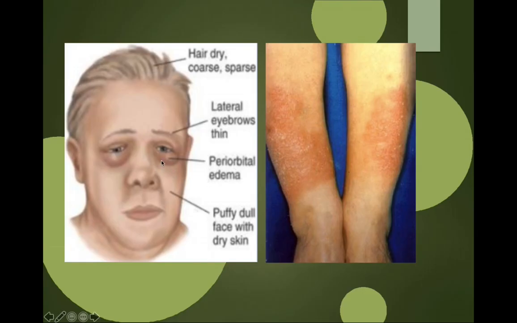Here are the signs of myxedema, the puffiness under the eyes, also seen with thyroid imbalances, especially with hypoactive thyroid. You can see the lateral third of the eyebrow breaks down. It's a classical sign, with dry hair that's coarse and sparse. And then here you start to get discoloration in the lower legs. It's called pretibial myxedema.